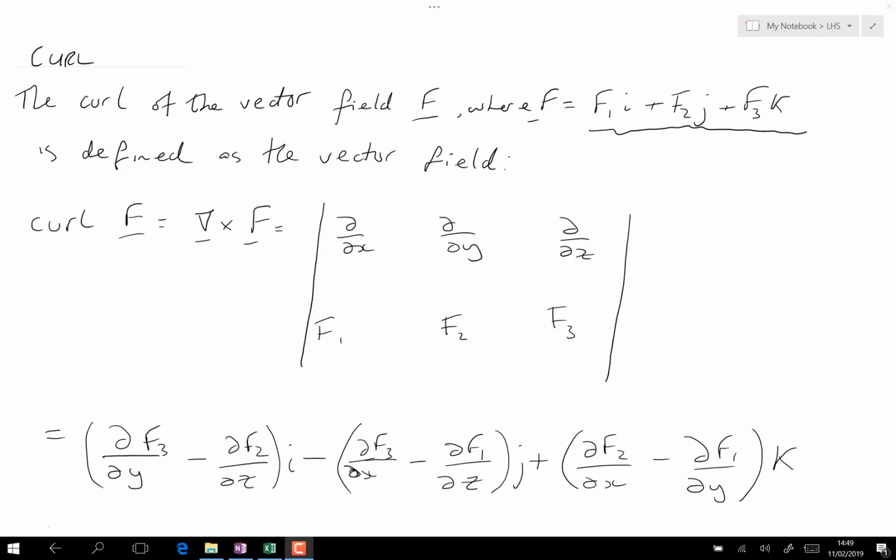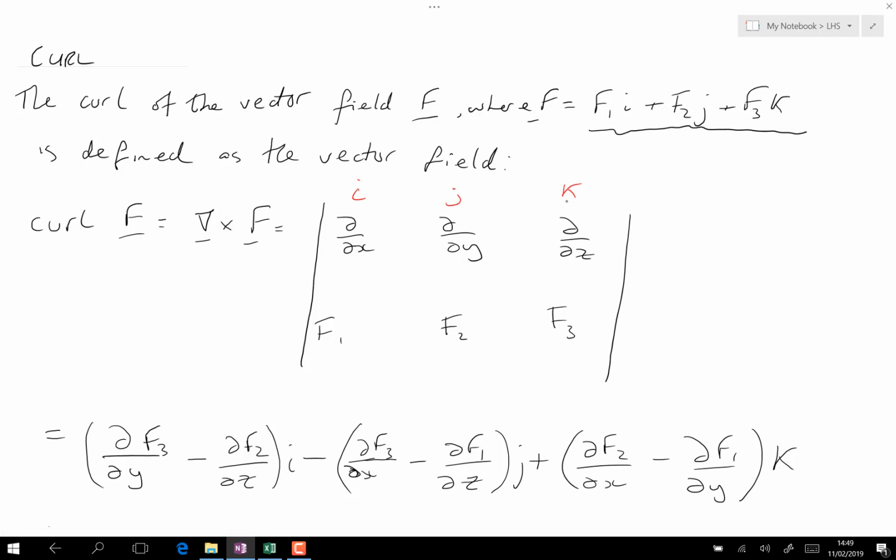So we need to set up our template like so, and we're going to be looking at determinants. So we're going to have something like this, where the first column will represent the i's, the second the j's, and of course finally the k's. So how do we go about finding the determinants in this fashion?